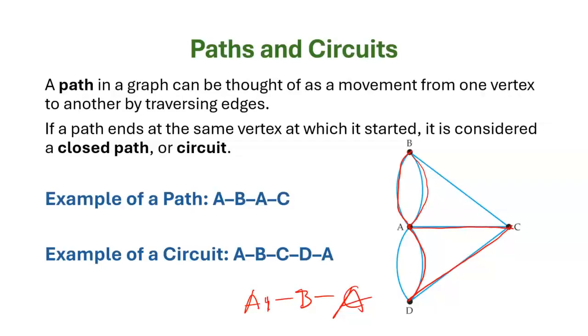There's a lot of paths and a lot of circuits, and you could do a lot of things, like you could travel along the same edge multiple times. You could pass the same vertex multiple times. So there's a lot of possibilities of creating paths and circuits.